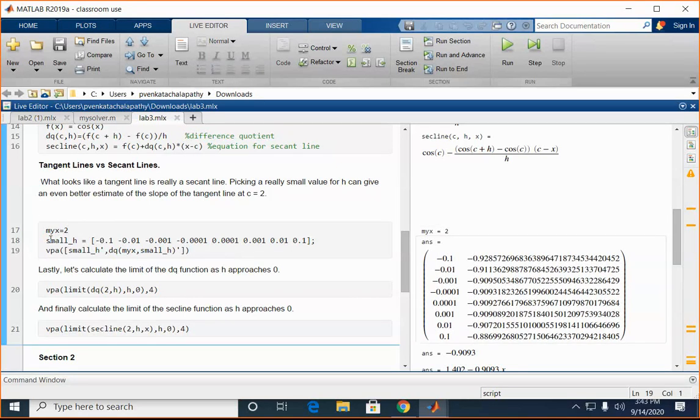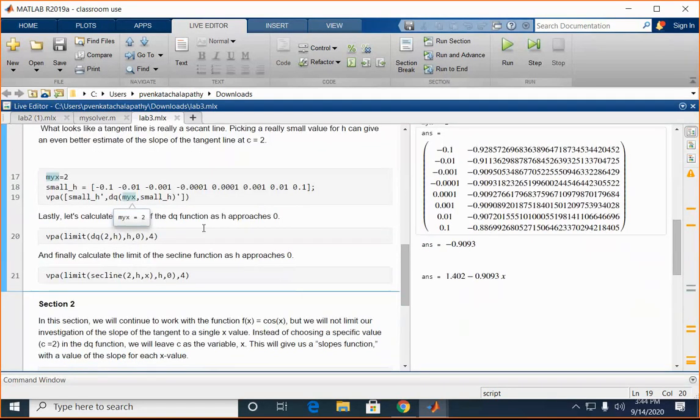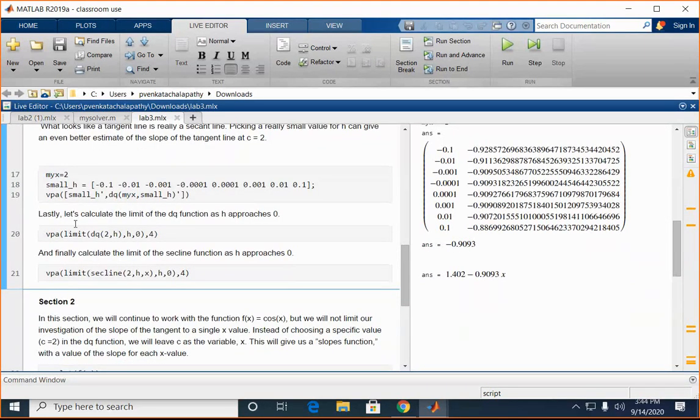And now I'm going to select some values nearby to 2. So I'm using a command called small h. You can use small p, q, whatever it is, but make sure you use the same thing here also. After this, I'm going to use VPA to get my decimal values.